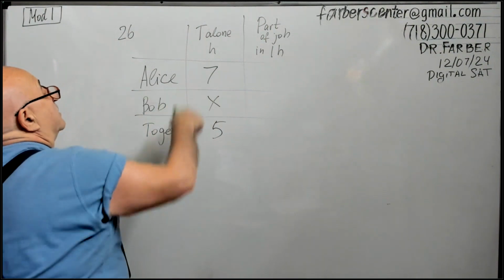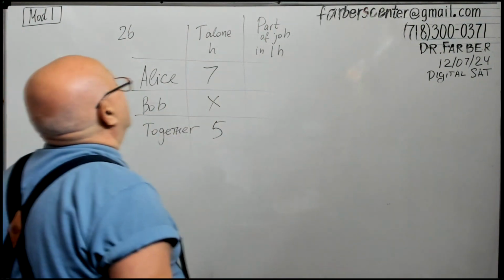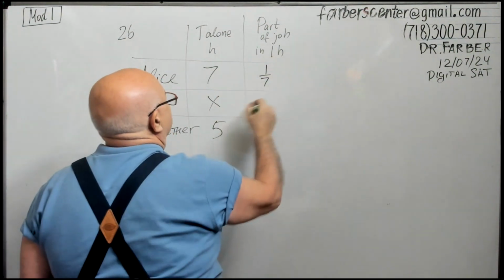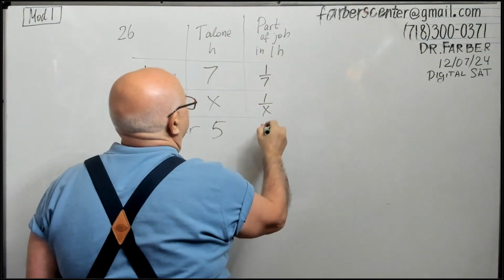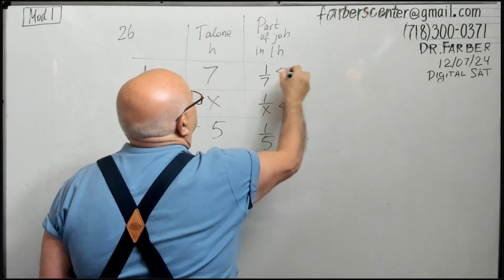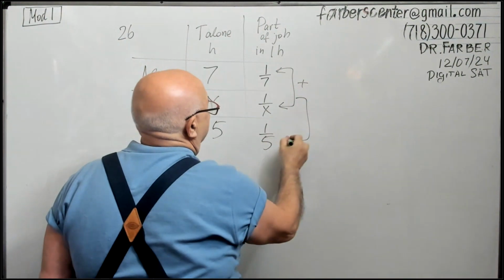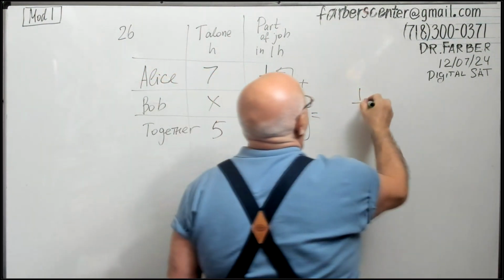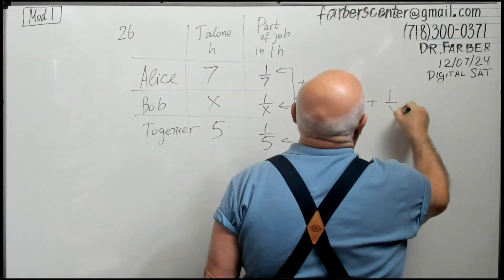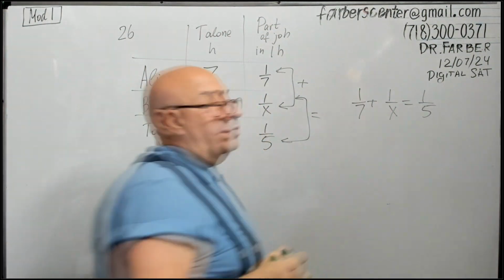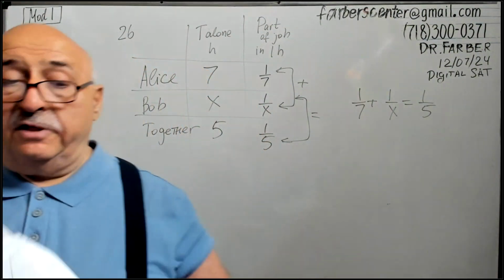If you eat pizza for 7 days, for 1 day you eat 1/7 part. As well as here, 1/x and this 1/5. If you add these two, you get this one. And you have 1/7 plus 1/x equals 1/5. To understand this working together, again, this is an algorithm.